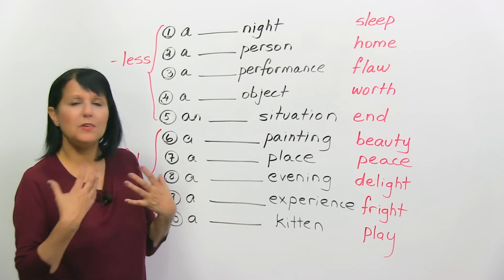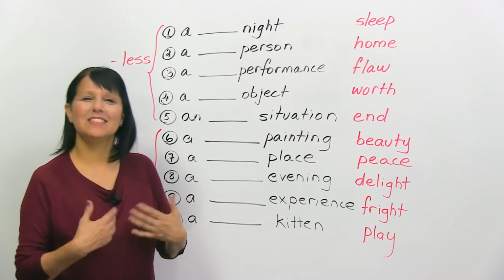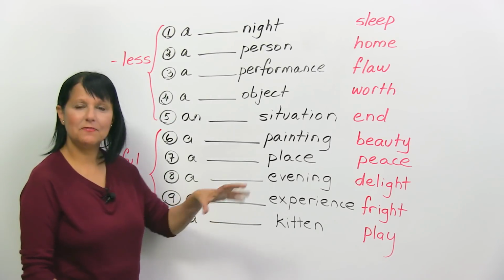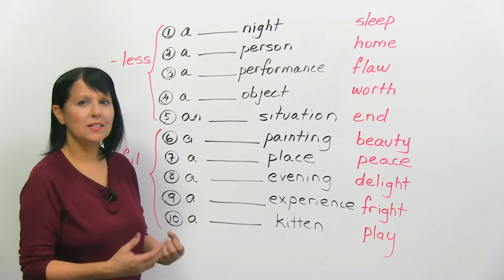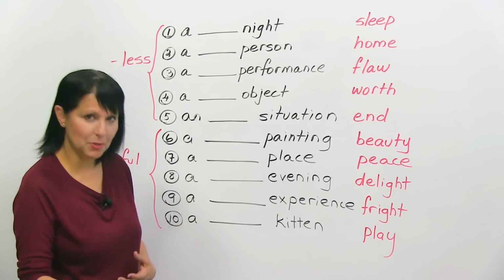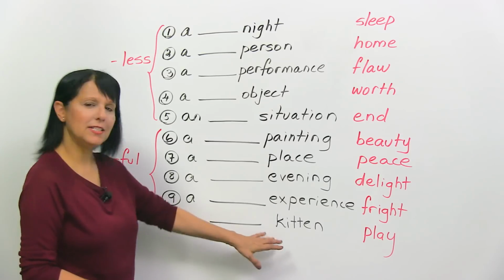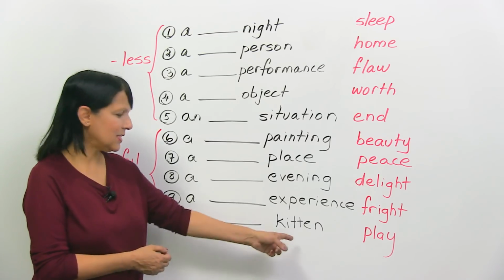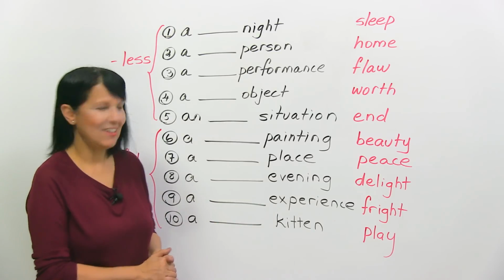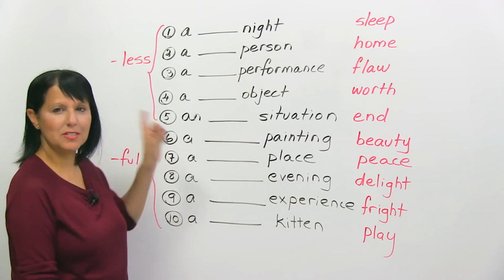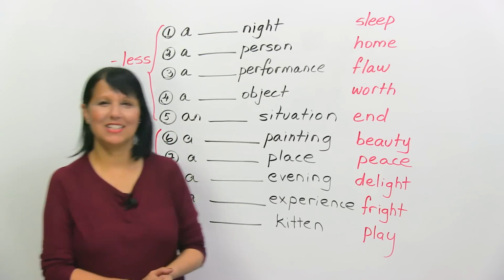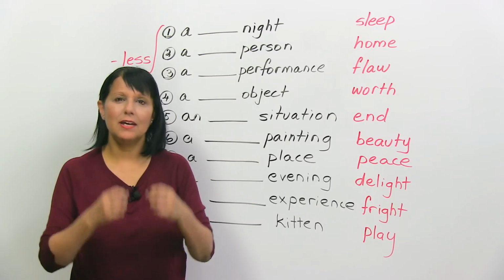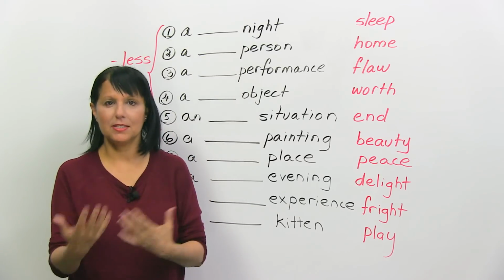A place which is full of peace is a peaceful place. An evening full of delight is a delightful evening. All right. So now, number 9. An experience full of fright. What do we say? A frightful experience. Very good. A kitten full of play is a playful kitten. What's a kitten? A baby cat. All right. So I hope you saw through this part of the lesson and all of the earlier parts of the lesson that there are so many different words that you can create and multiply by using this technique.